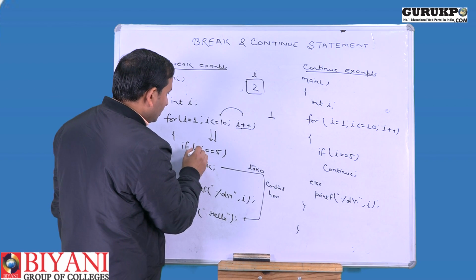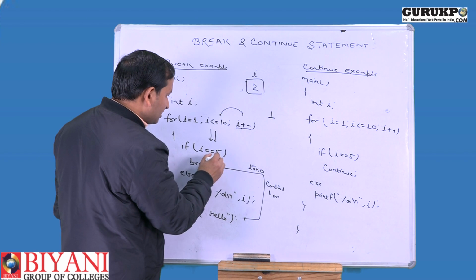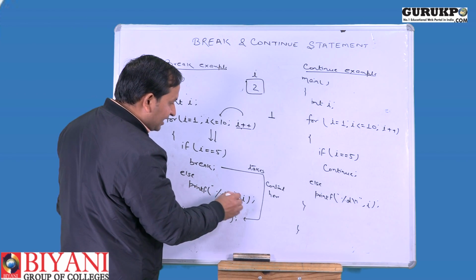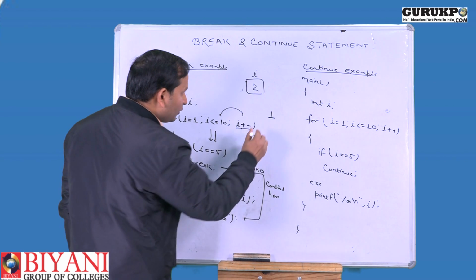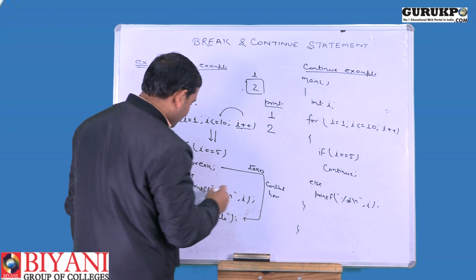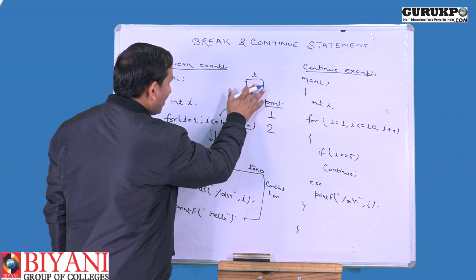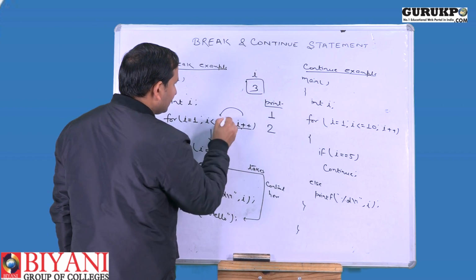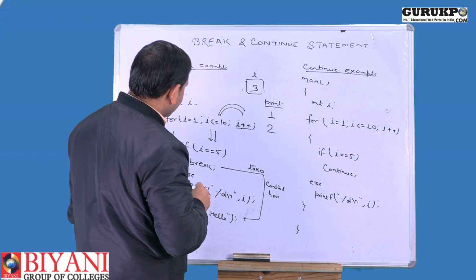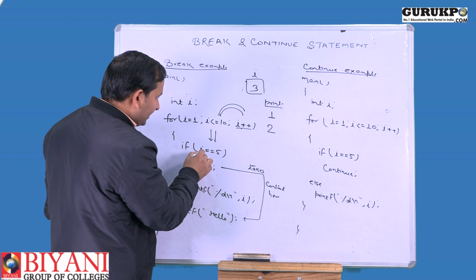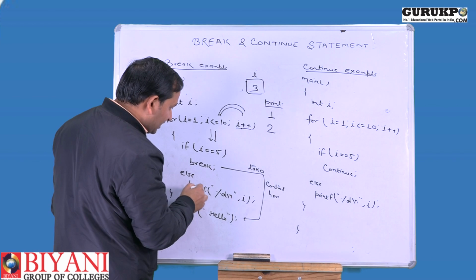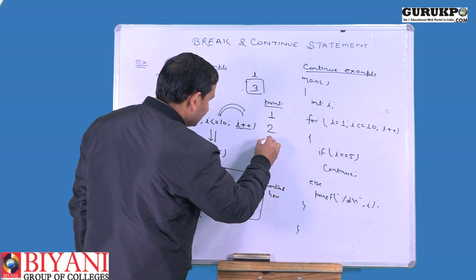If 2 equal to 5, the condition is false. So control goes to the else part, printf %d \n I, so in the next line it prints value 2. Again I plus plus, now I becomes 3. 3 is less than or equal to 10, the condition is again satisfied. If I equal to 5, the condition is false, 3 is not equal to 5, control goes to the else part, print I. So now it prints 3.